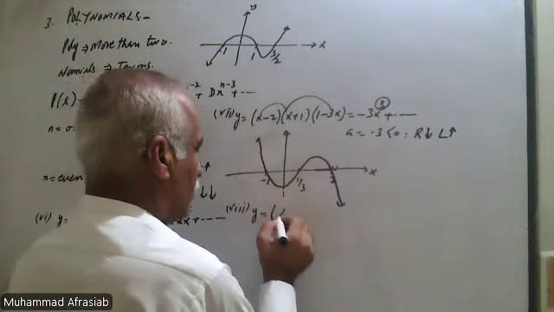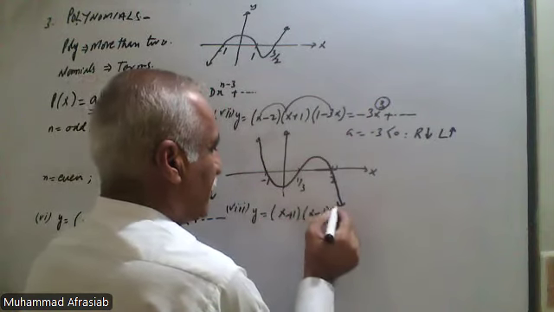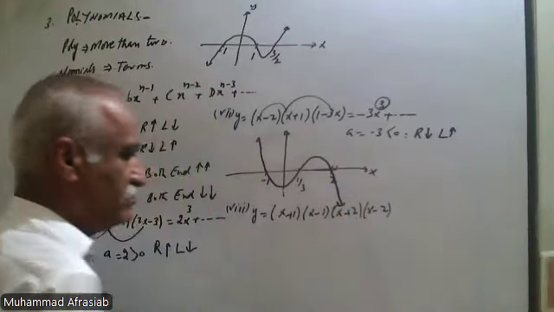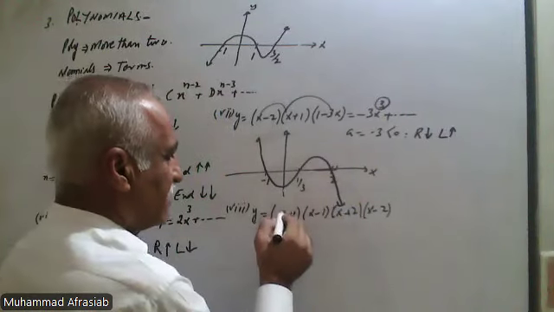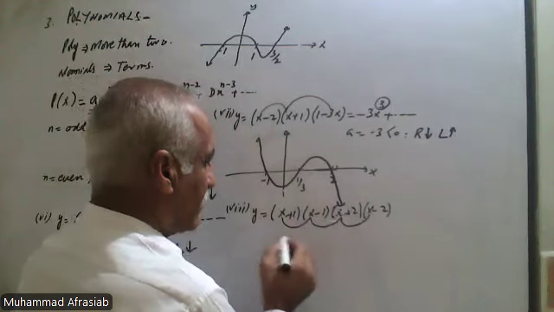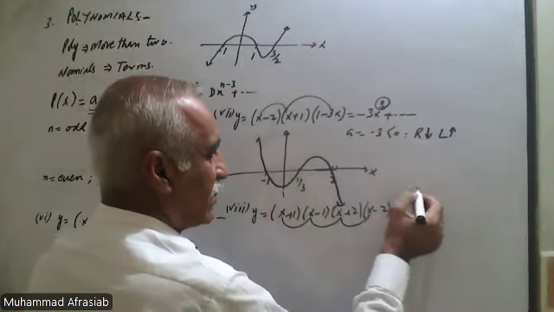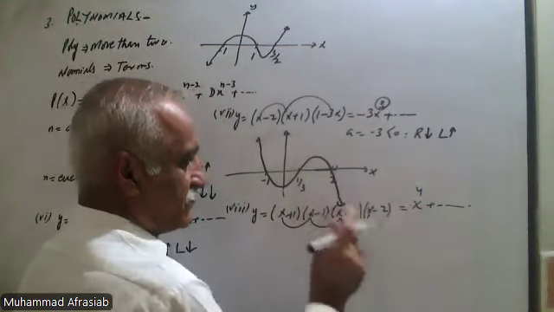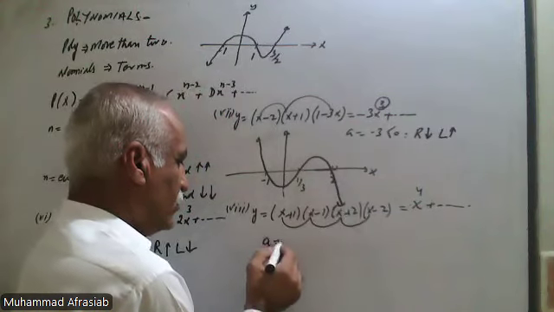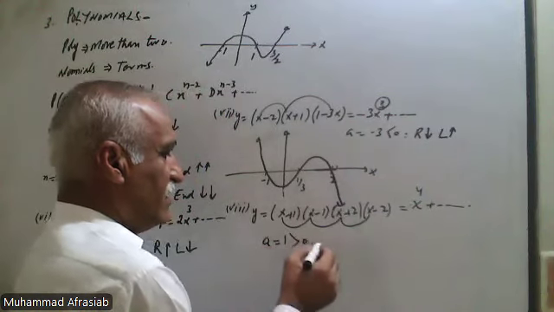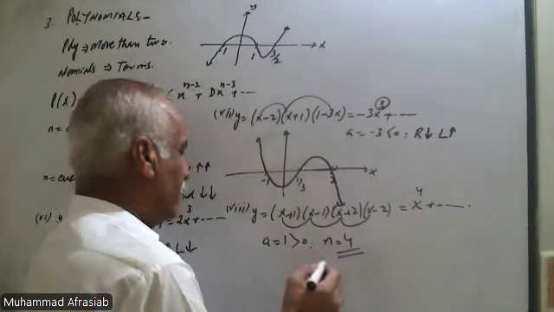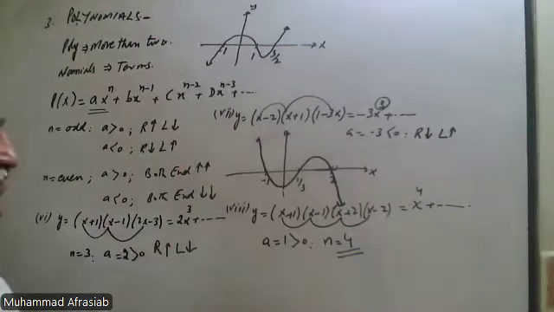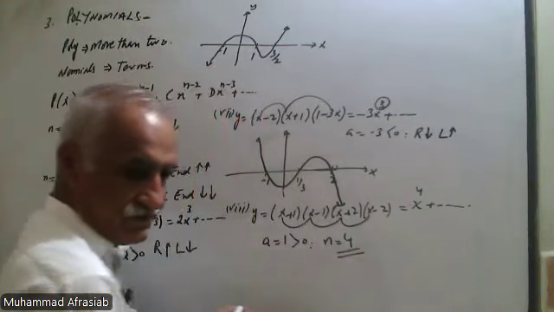y equal to x plus 1, x minus 1, x plus 2, and x minus 2. Since the highest power is x into x into x into x, that is equal to x to the power 4 plus something. The coefficient of x to the power 4 is 1. So a is equal to 1, which is greater than 0, and the highest power is an even number. So when it is an even number and a is greater than 0, then both ends of that graph will be upward. So we draw the sketch of this.